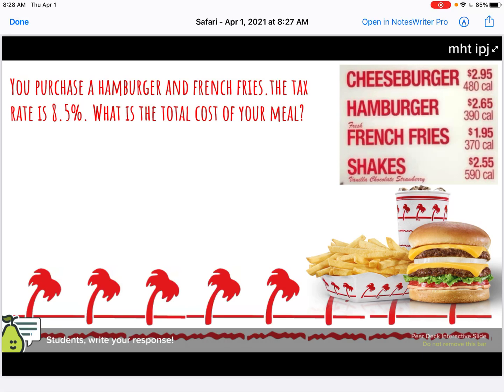Let's talk about using percents in real life. One of the common ways we use it is when we are paying tax on a meal, such as one at In-N-Out. This says you purchase a hamburger and french fries. The tax rate is 8.5%. What is the total cost of your meal?